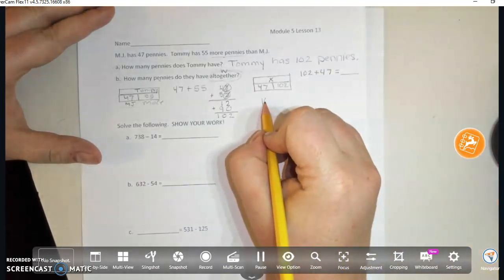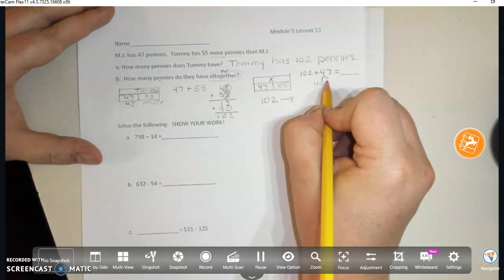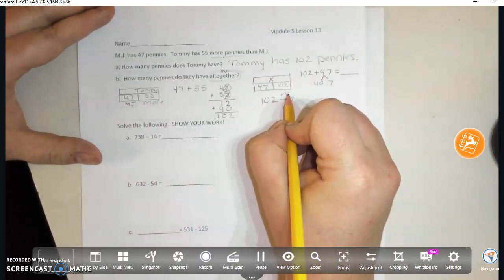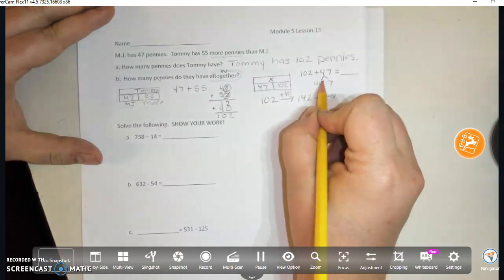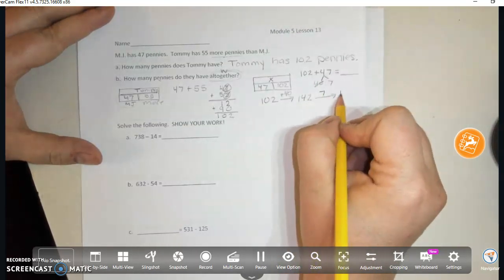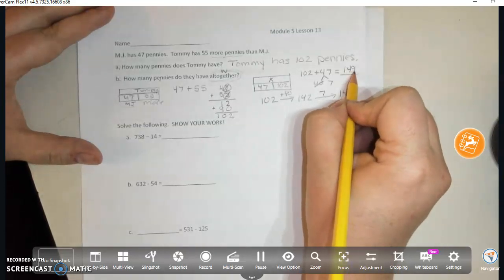I'm going to start at 102. I'm going to decompose this into 40 and a 7. So this will be plus 40. That's 142. And then my 7, which would be 149. So altogether, they have 149 pennies.